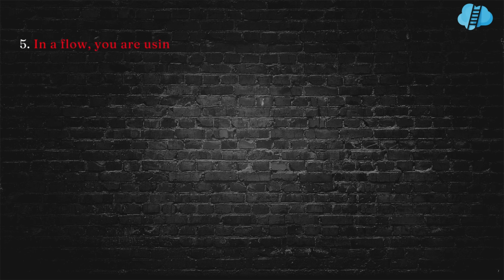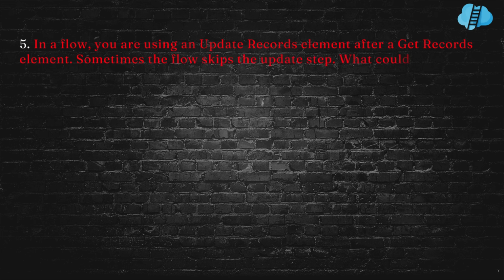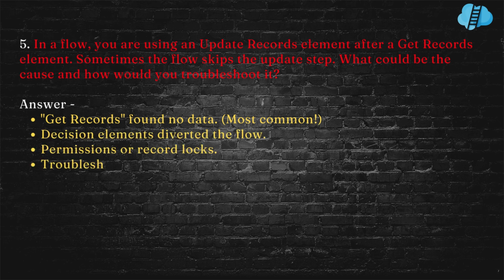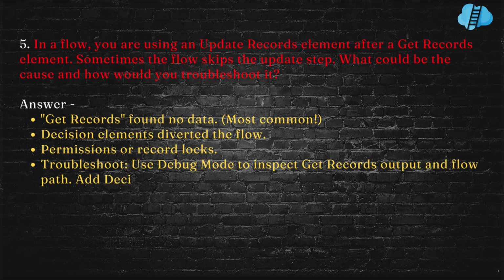5. In a flow, you are using an updateRecords element after a getRecords element. Sometimes the flow skips the update step. What could be the cause and how would you troubleshoot it? Answer. getRecords found no data. Most common, decision elements diverted the flow. Permissions or record locks. Troubleshoot, use debug mode to inspect getRecords output and flow path. Add decision elements to check if collections are empty.